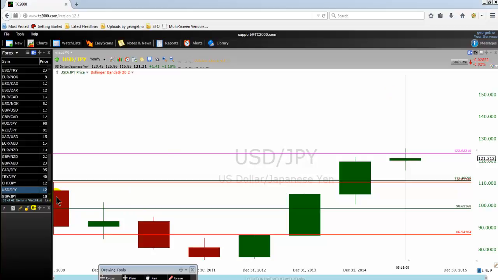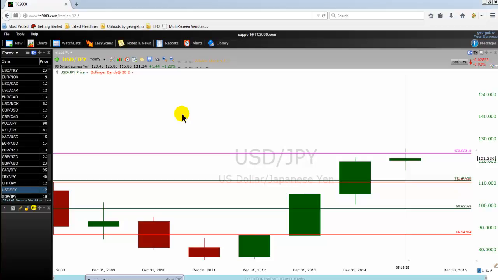From 2008 to 2011, the US Federal Reserve was printing the dollar. This is what we call quantitative easing. So they were printing the dollar, which means they were devaluing the dollar. So the number one factor that influenced the dollar yen is the US Federal Reserve decisions.